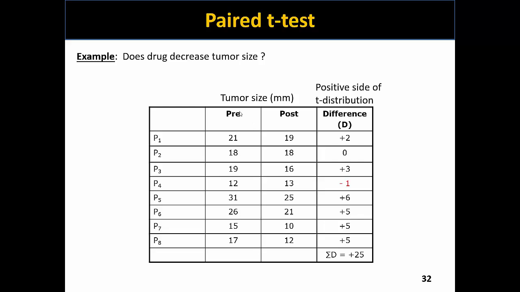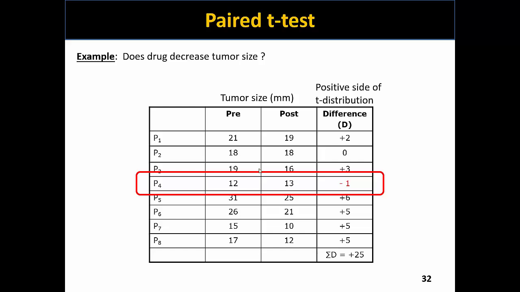Here we see the tumor size pre-test scores. Patient 1 had a tumor size of 21 millimeters. After the 2 months of treatment, had a tumor size of 19. So we see a decrease of +2. The difference is calculated as the pre subtract the post. And so we have a +2 millimeter decrease in the size of the tumor. We see in patient 2, there was no difference in size, and so the difference is 0. And we continue to do this for each of the 8 participants.